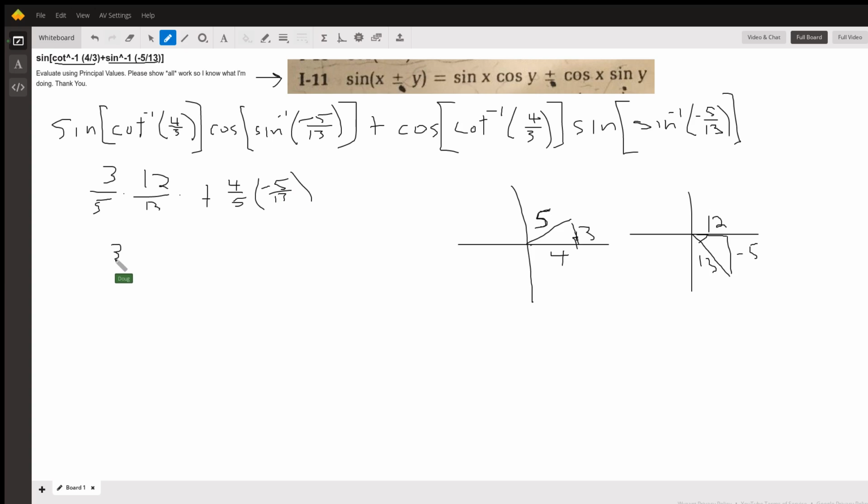So we've got 36/65 minus 20/65 is equal to 16/65.